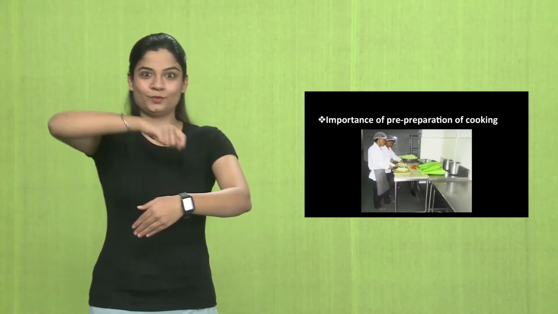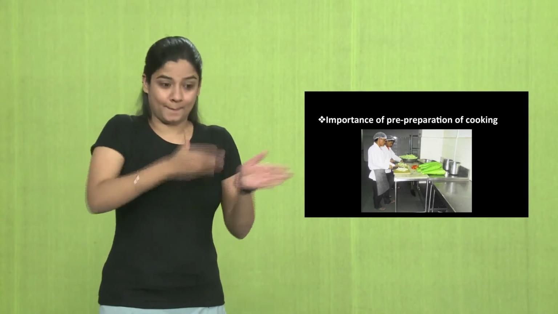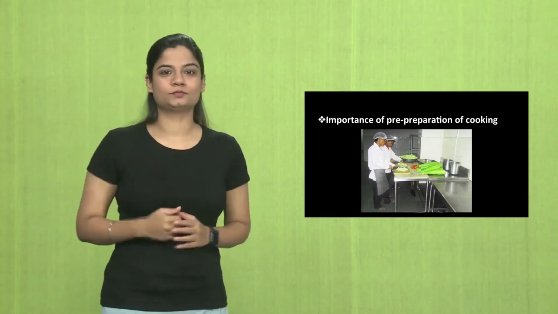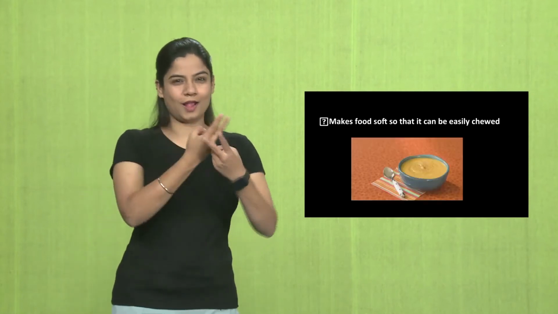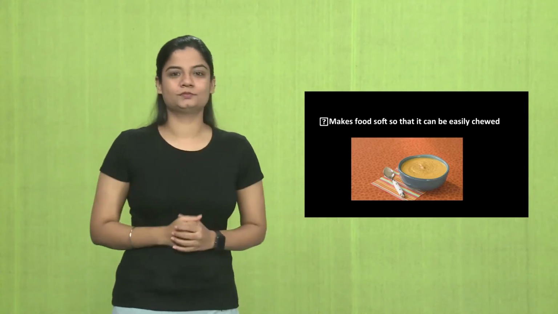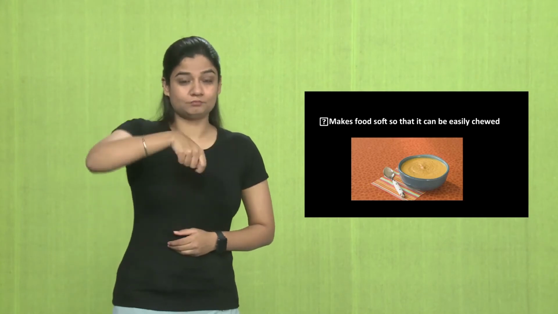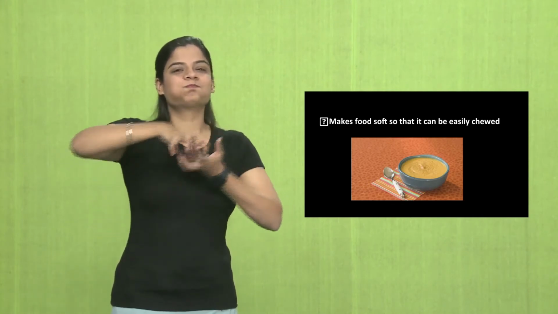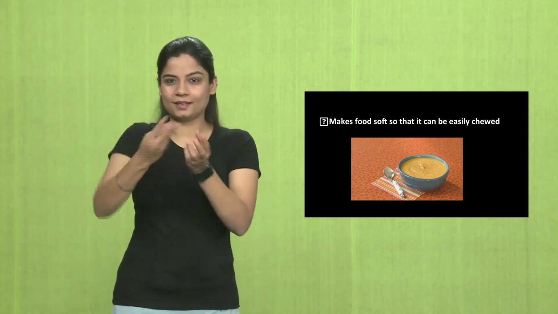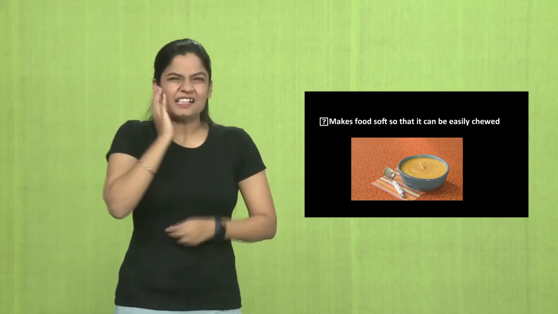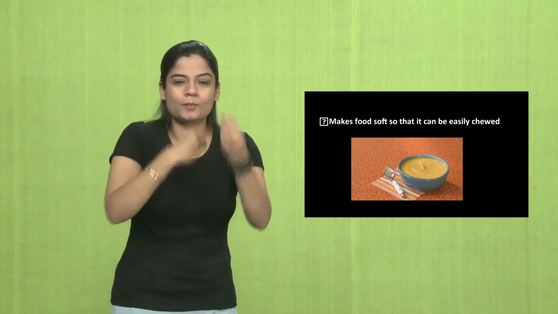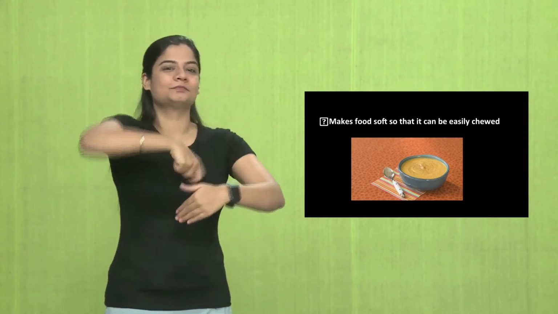What is the importance of pre-preparation of cooking? What is the importance of preparation? Let me show you. What is the importance of cooking? Why do we need to cook food? Let me show you some examples. Cooked food is softer and it is easily chewable. For example, dal, etc. When we buy it from the market, we can't directly eat that because our teeth can't do it. So we have to cook it, make it soft and easily chewable for ourselves. So hence cooking is very, very important.